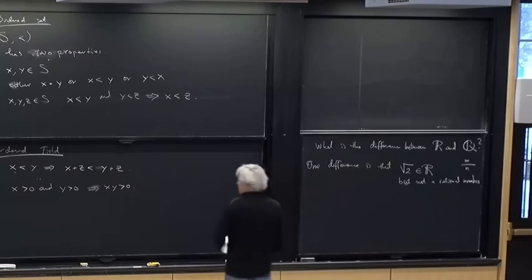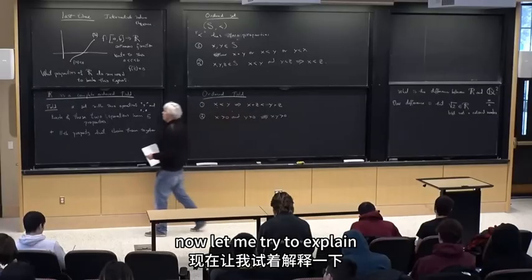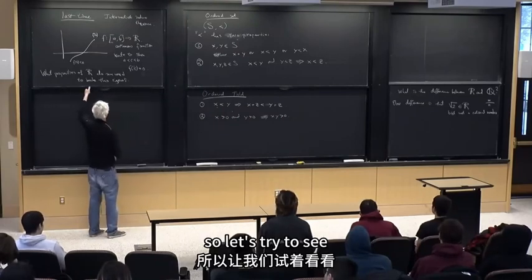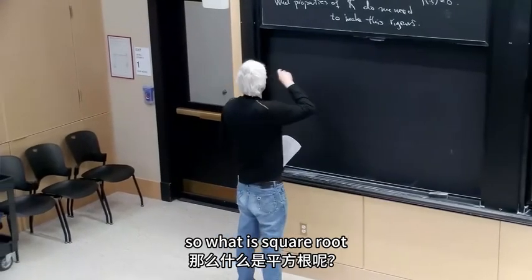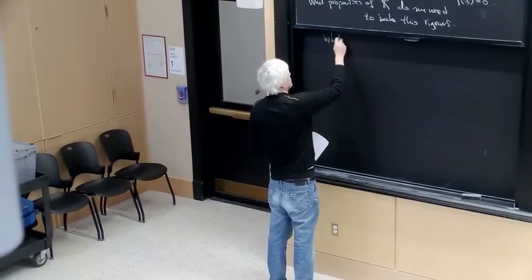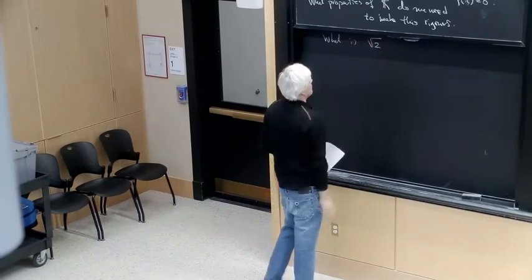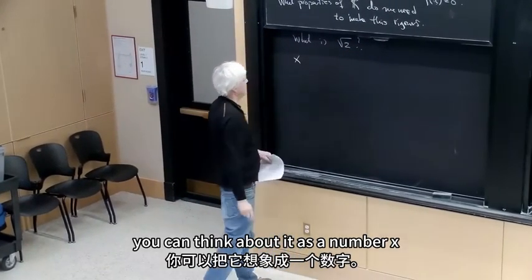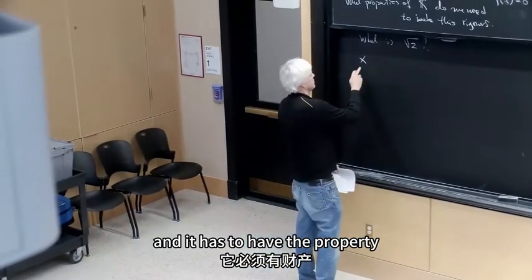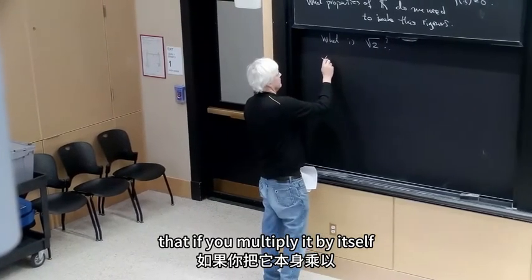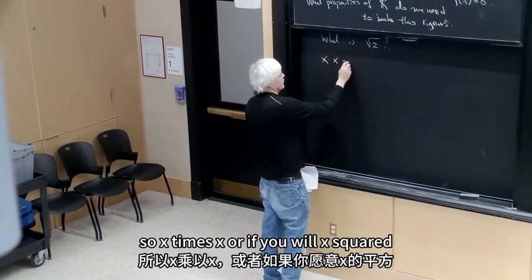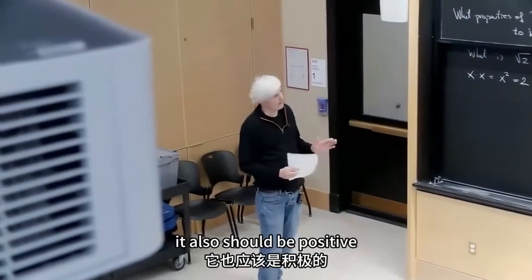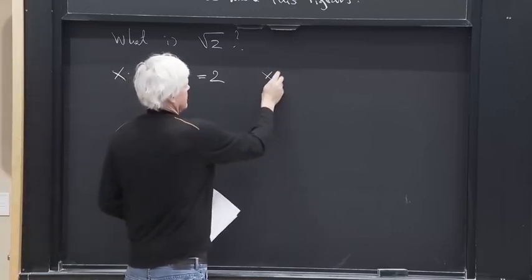Okay. Now let me try to explain why it's not a rational number. So let's try to see. What is square root of 2? Well, you can think about it as a number x, and it has to have the property that if you multiply it by itself, so x times x, or x squared, this should be equal to 2, right? It also should be positive, right?